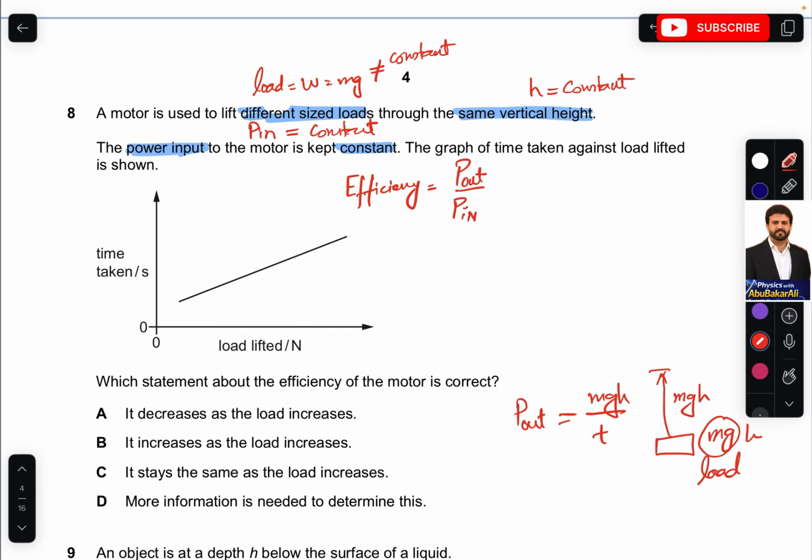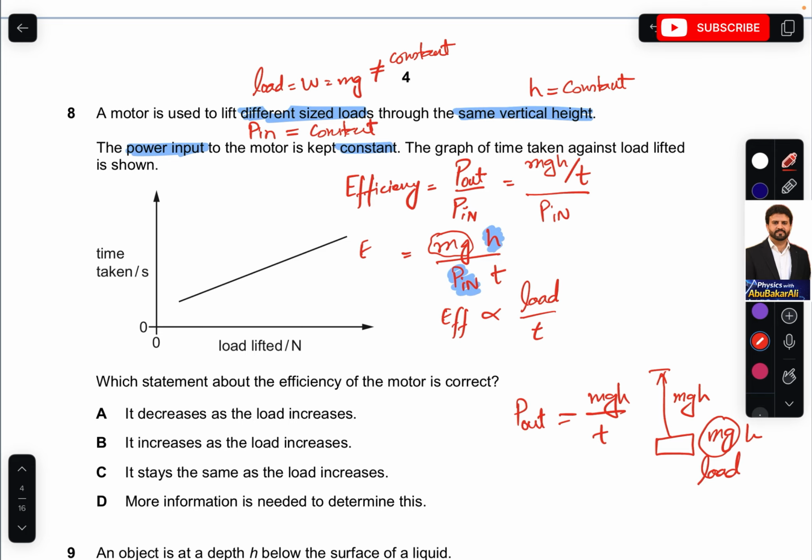So I can write this as mgh divided by T, over Pin. So it can be written as mgh divided by Pin into T. If you look at this, this h is constant, this Pin is constant, and on the left side there is efficiency. So I can say this efficiency is proportional to mg, which is the load, divided by time.